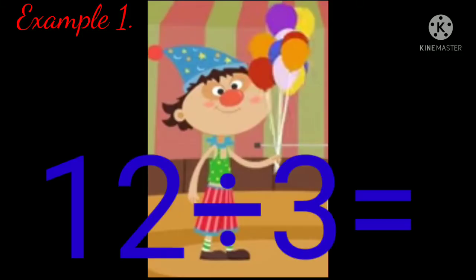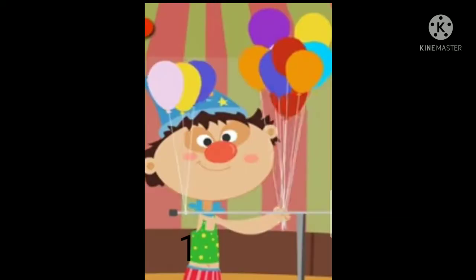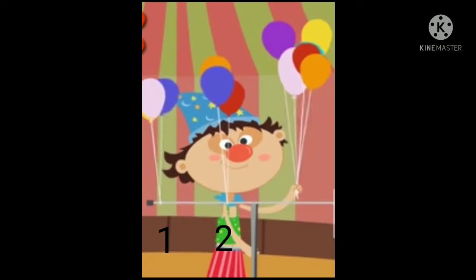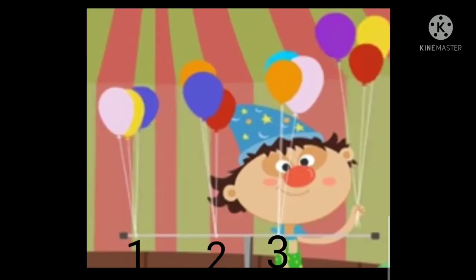Let's take one example. A clown has 12 balloons. He has to divide it into 3 equal parts, equal groups. So in a first group, he keeps 3 balloons. That is 12 minus 3 equals 9. In second group, he keeps 3 more. So 9 minus 3 equals 6. Then again, in the third group, he keeps 3 more. 6 minus 3 equals 3.